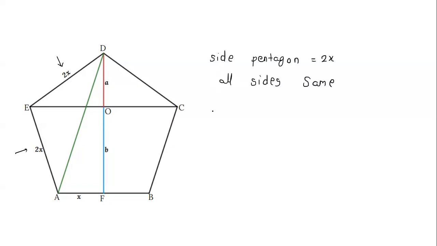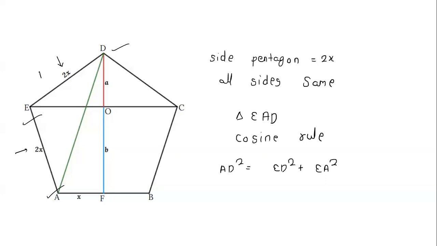So now you see that we have a triangle EAD. So this is E, this is A, this is D, and we can apply the cosine rule. And I can write AD square is equal to ED square plus EA square minus 2 times ED and EA and cos of 108 degree. Because we know in the regular pentagon the angle is 108.